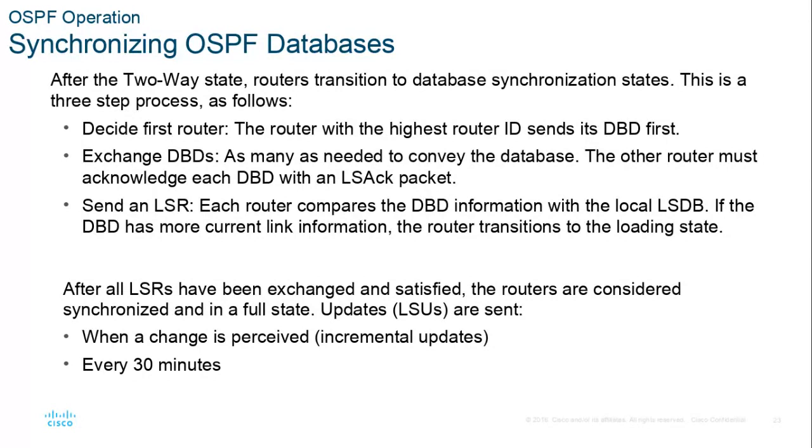However, if a change happens, a triggered update, the change will be sent out immediately. They won't wait. Otherwise, every 30 minutes or so, there's what's called a paranoid update. Every 30 minutes or so, the routers will act as if they just were connected and exchange all their link state information with each other once more, just to make sure that nothing new happened and snuck in there and they didn't hear it.